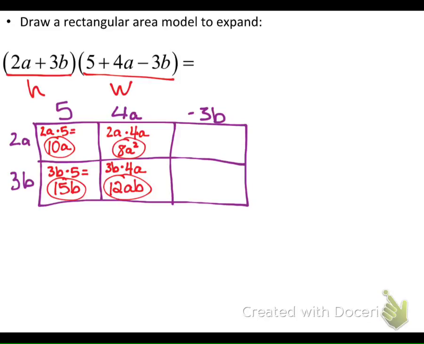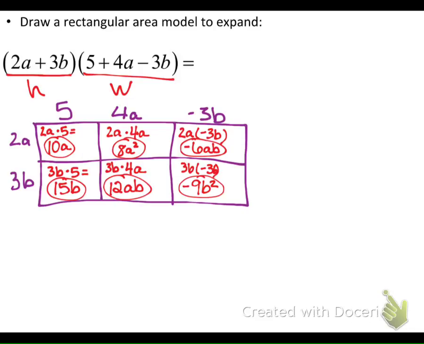Looking at this last box on the top. What am I going to multiply, Ashley? 2A times negative 3B for an area of negative 6AB. All right, and then Quanisha, help me with this last box that I have, please. Thank you. Negative 9B squared. Awesome.